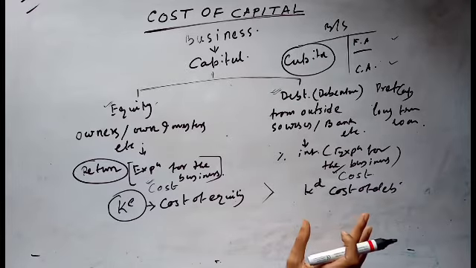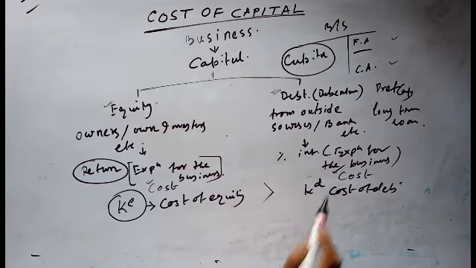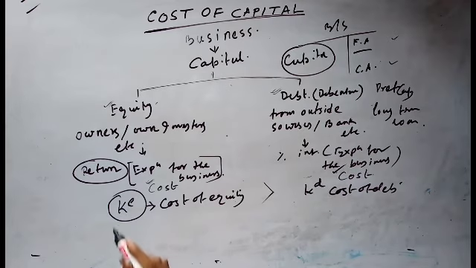These are the sources of capital, and for these sources we need to bear some cost, which is called the cost of capital. Now I think you understand the concept of cost of capital. Now we can write what the cost of capital is.